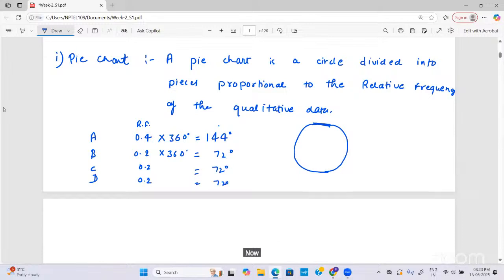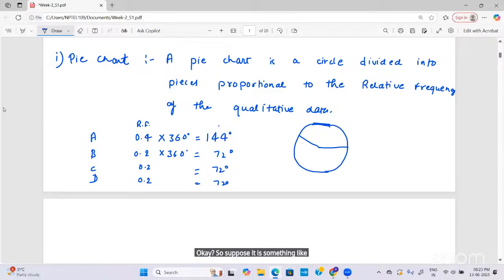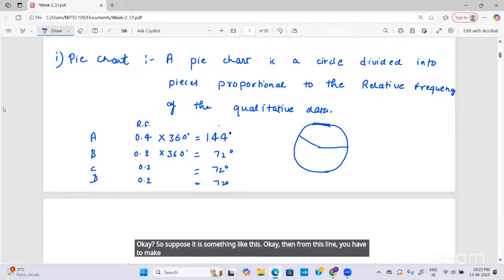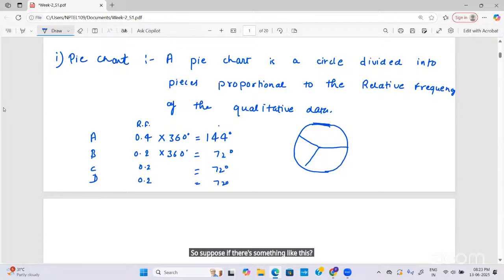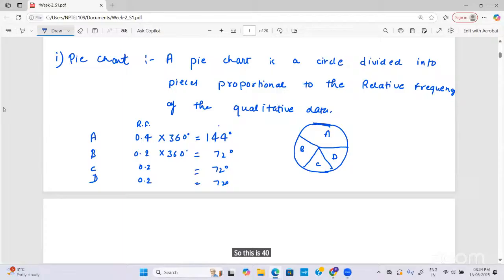Now you can prepare your pie chart. Suppose this is your baseline, you start from here, then you make an angle of 144 degrees, something like this. Then from this line you make 72 degrees, something like this and something like this. Suppose this is your category A, this is B, this is C, and this is D. So this is 40%. You can either write 40% or write it as a proportion also.